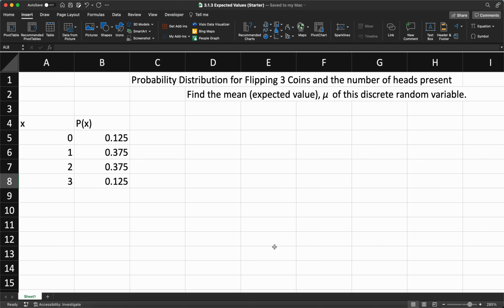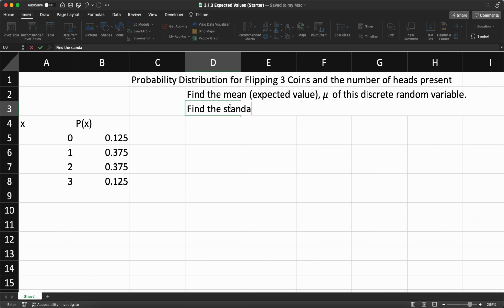Everybody. In this video, we are going to talk about expected value. And so we have this probability distribution, like we talked about in the last video, of flipping 3 coins and the number of heads that are present when we do so. And we want to find the mean, which is called the expected value when we're talking about probability distributions. And we're also going to find the standard deviation.